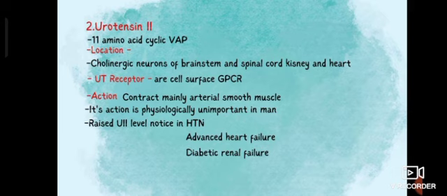Now, urotensin 2. It comes under a family of 11 amino acid cyclic vasoactive peptides. It is released by cholinergic neurons of the brainstem, spinal cord, and by kidney and heart. Urotensin 2 receptors are surface G protein coupled receptors. Its action is contraction of arterial smooth muscles. Its action is physiologically unimportant in man. Raised urotensin 2 levels are noticed in hypertension, advanced heart failure and diabetic renal failure.